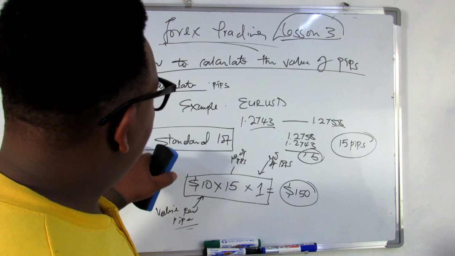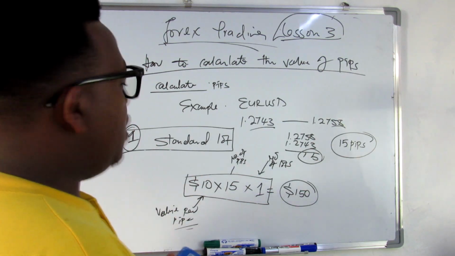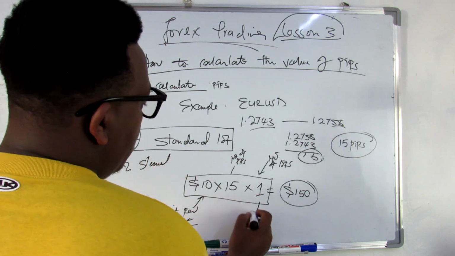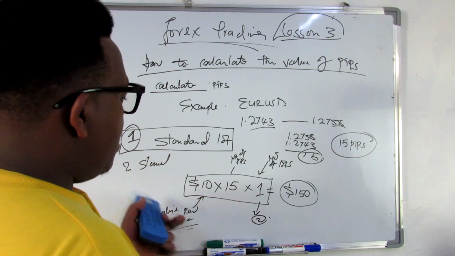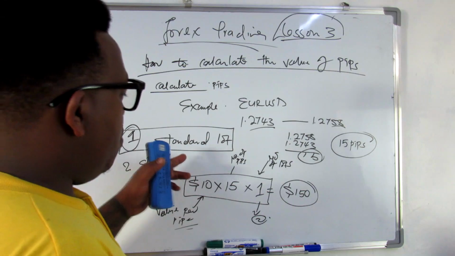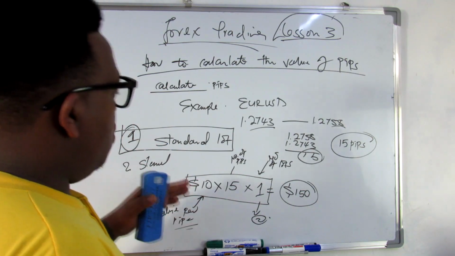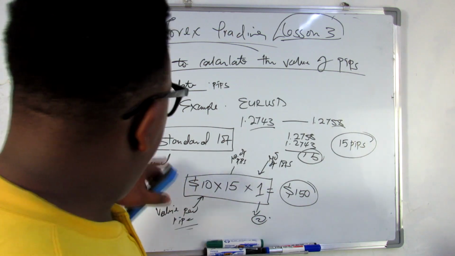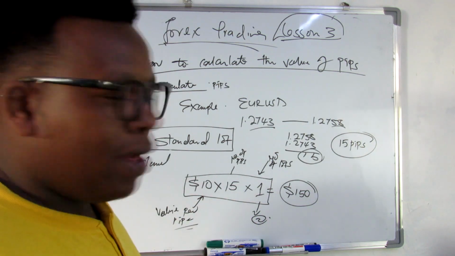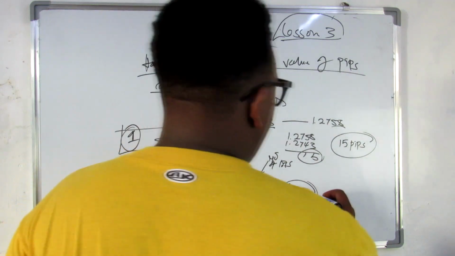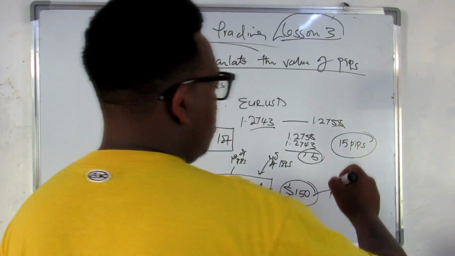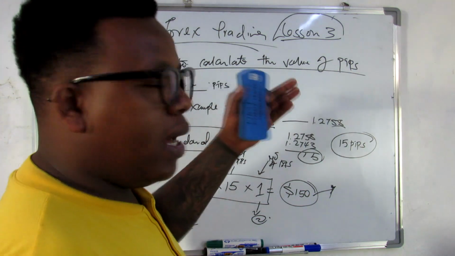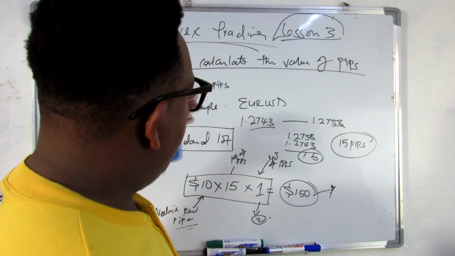For this case, we have just traded one standard lot. If we traded two standard lots, we would use 2 here. So that applies to both the mini lot, the micro lot, and the nano lot. Basically, that's how you do all this calculation and bring all those things together. You get to know how much you're going to make after executing that trade. Hopefully, you have understood how to calculate pips and the value of pips.